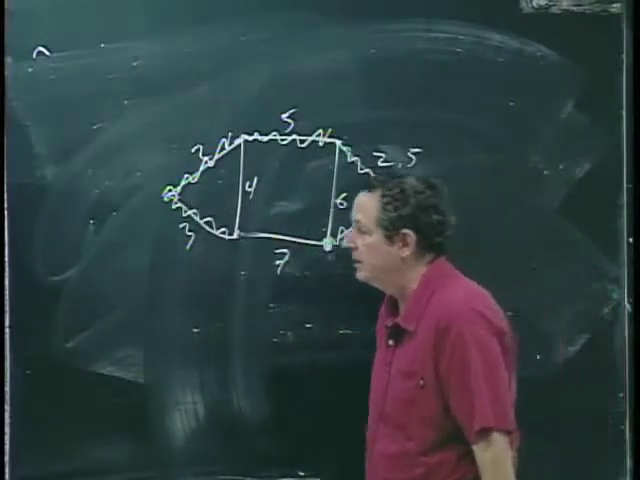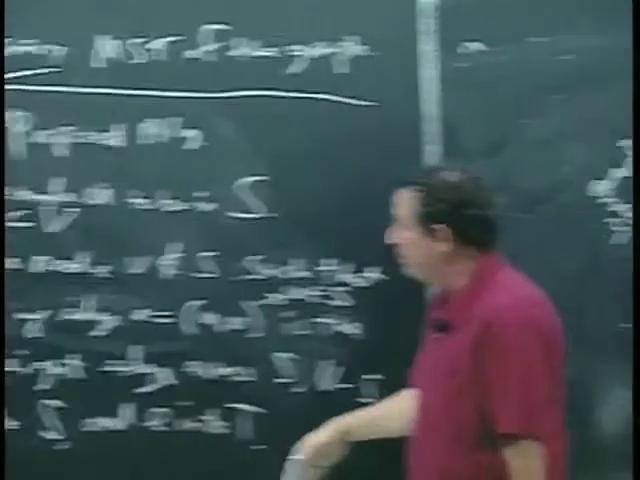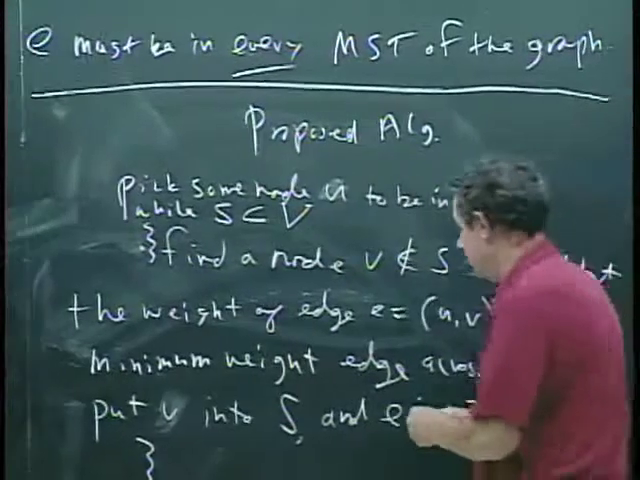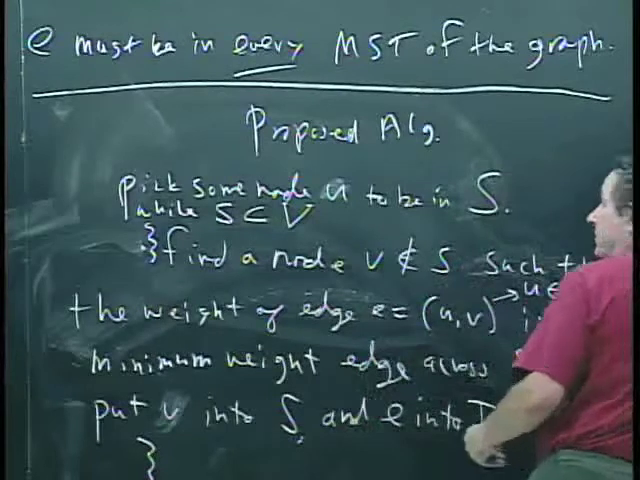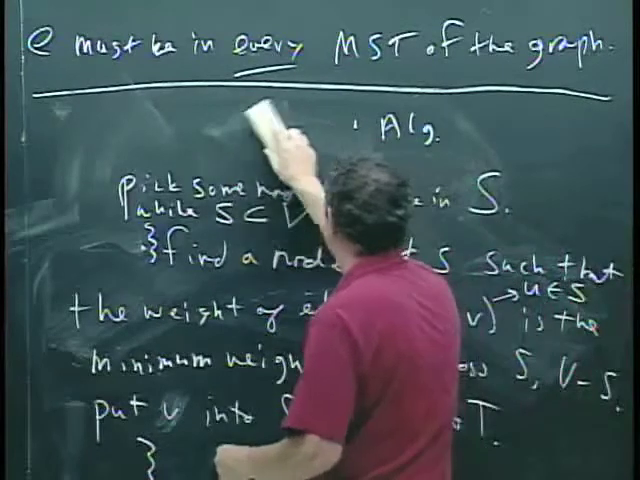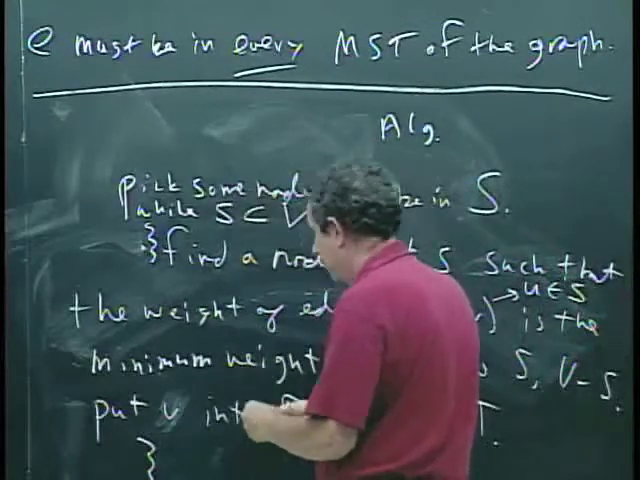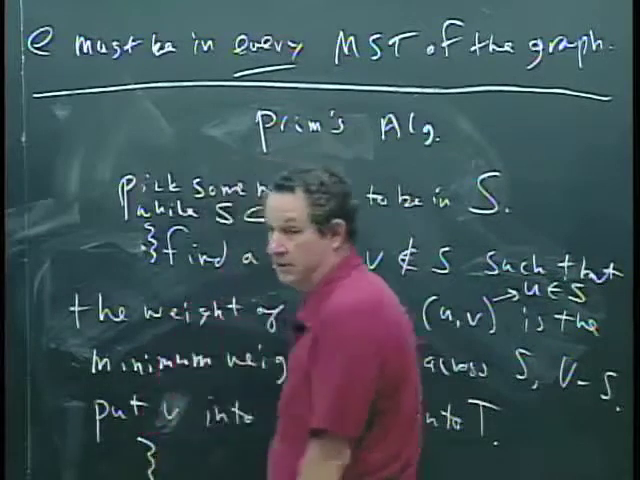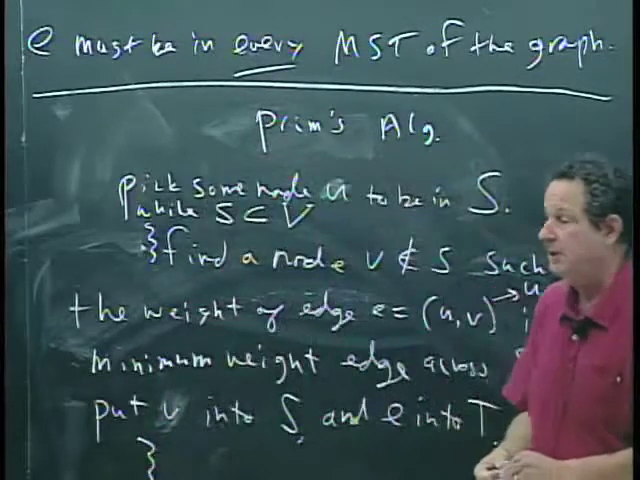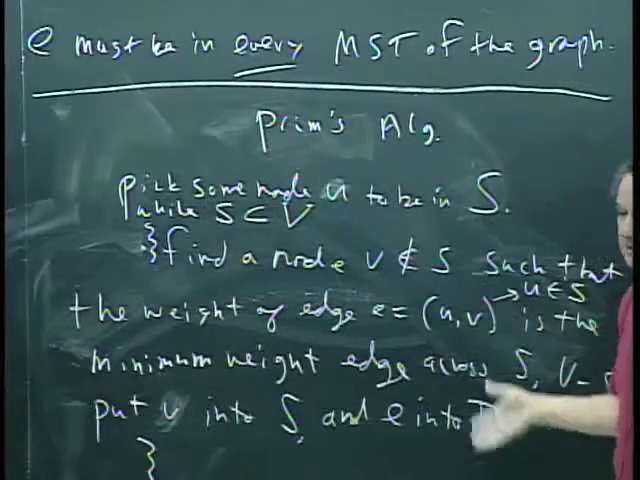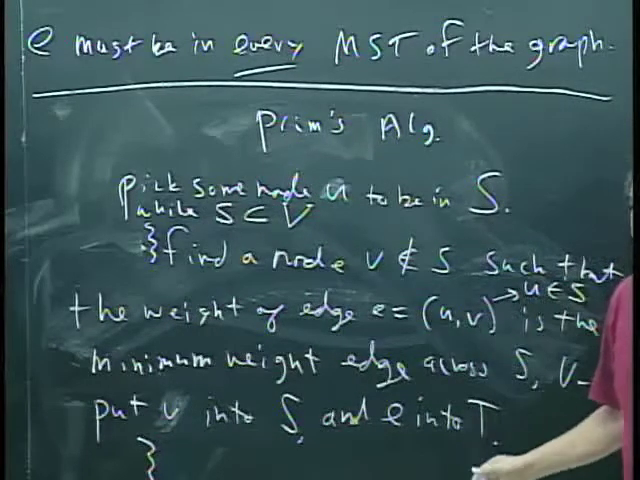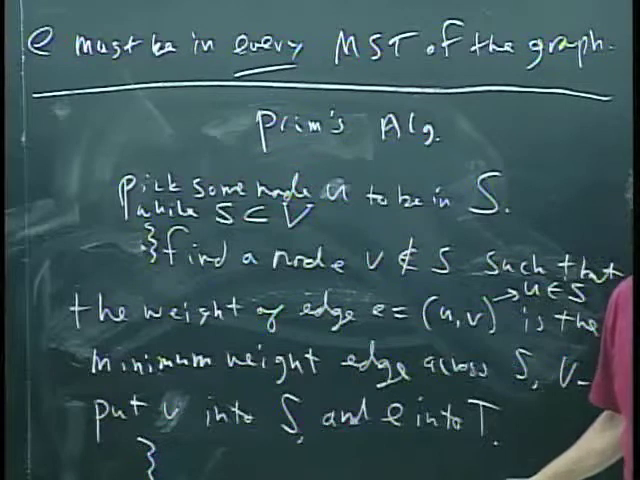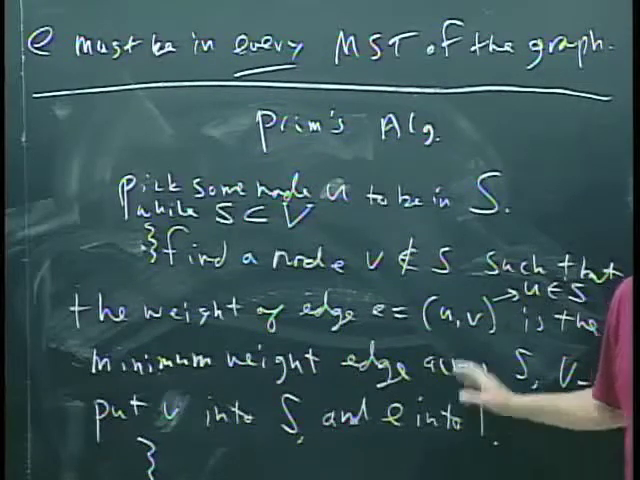Okay? So this algorithm that was proposed is actually called Prim's algorithm. Very convenient that the proposal was exactly the algorithm I was going to show you first. So that's called Prim's algorithm. And why is it right? Why is this algorithm correct? I claim this finds a minimum spanning tree.